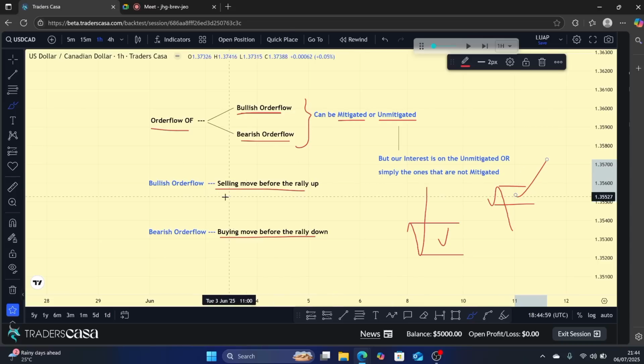Alright, so of course, an order flow is abbreviated as OF, the short form of an order flow. So let's say you don't want to write the whole word, you can just use OF and it can be understandable.